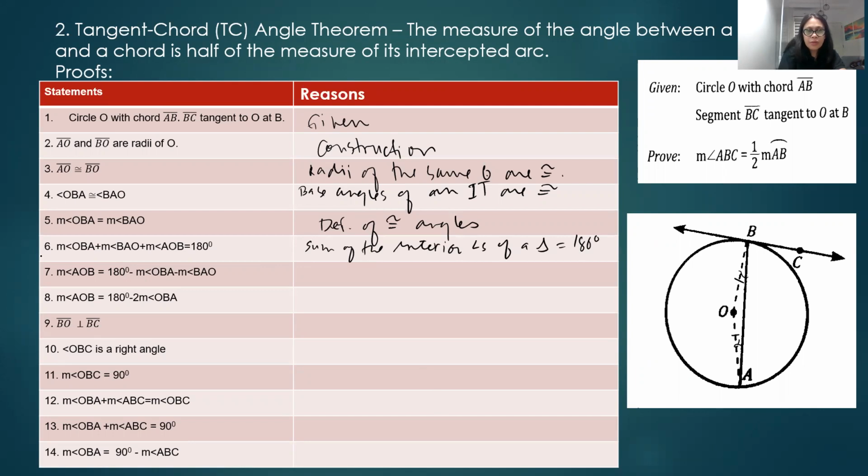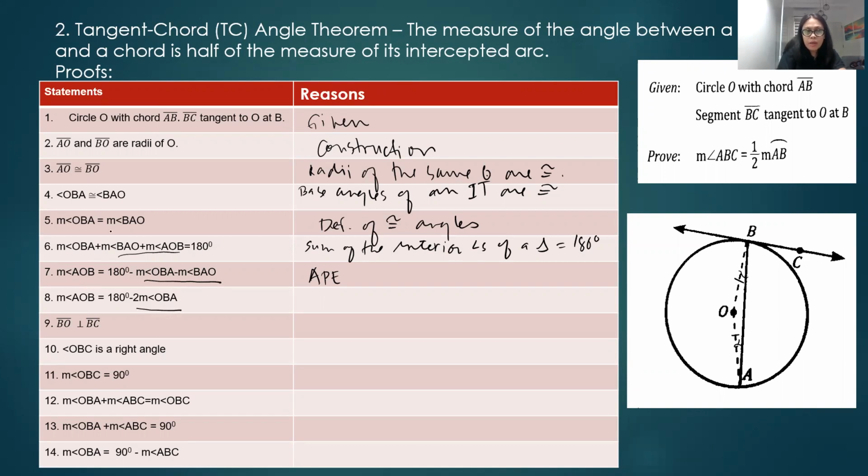Now, from the sixth statement, take note that the other two terms from the left side were transposed to the other side of the equation, and that is possible through the addition property of equality. From the seventh statement, we have this eighth statement. The left sides are the same. Look at the last two terms, and this was substituted to twice the measure of angle OBA.